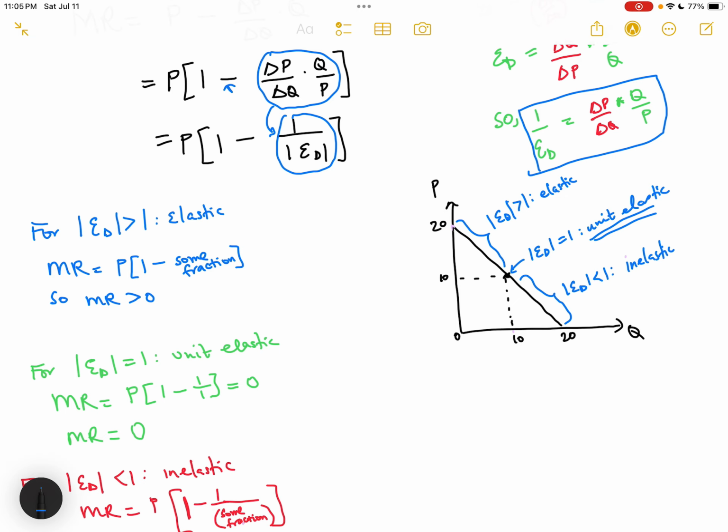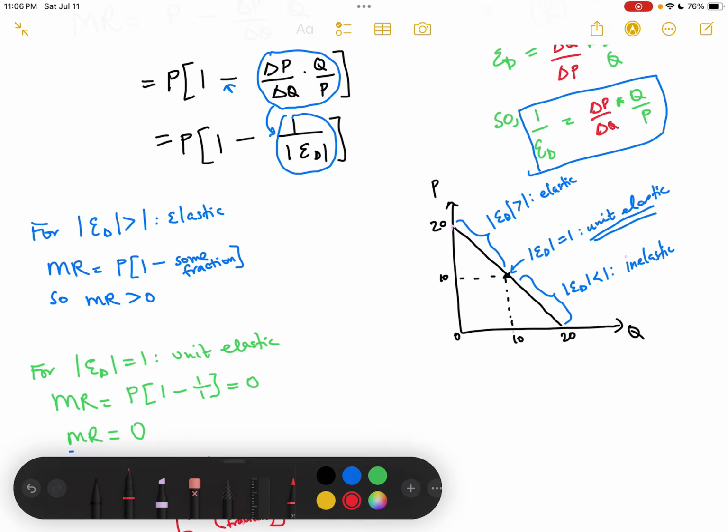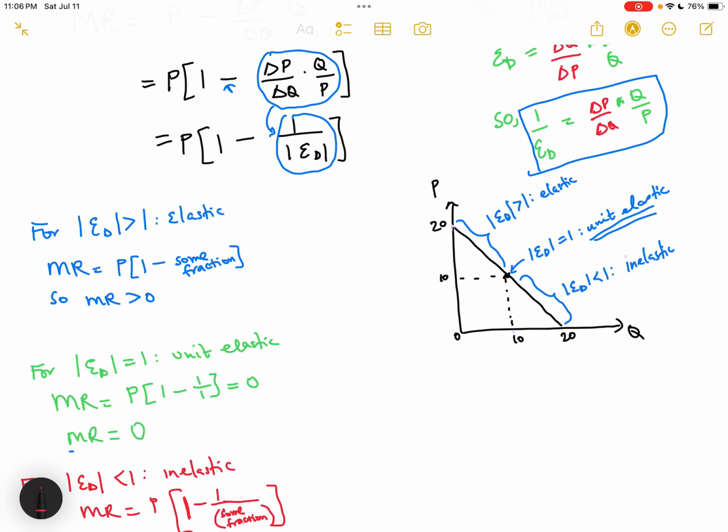For the absolute value of price elasticity of demand equal to 1, or unit elastic, we can write marginal revenue as P square bracket 1 minus 1 over 1 equals 0, right? Because 1 minus 1 is 0, and so times P is 0. So marginal revenue is equal to 0 for the middle of the price elasticity of demand. So that middle can be projected down to the Q axis, so that we have marginal revenue equaling 0 right where I am placing the red dot on the graph to your right hand side.